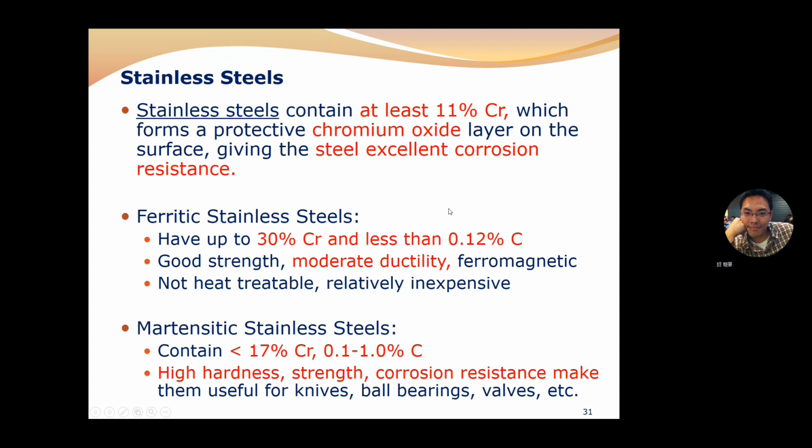Okay, and the martensitic stainless steel contains less than 17% of chromium with 0.1 to 1% of carbon. Of course, it is a martensite structure, right? Therefore, it has high hardness, strength, and corrosion resistance that make them useful for knives, ball bearings, valves, and so on. Okay.